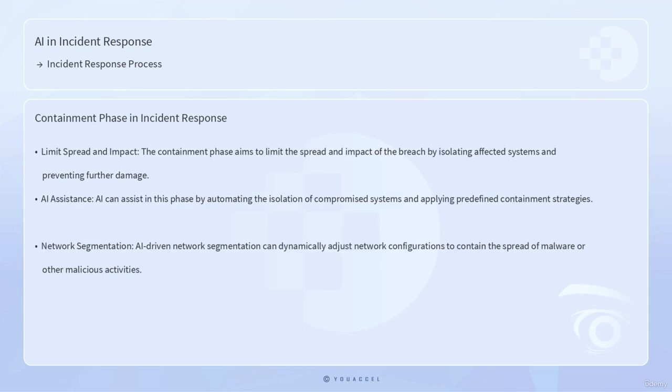Once an incident has been identified, the containment phase aims to limit the spread and impact of the breach. This involves isolating affected systems and preventing further damage. AI can assist in this phase by automating the isolation of compromised systems and applying predefined containment strategies. For instance, AI-driven network segmentation can dynamically adjust network configurations to contain the spread of malware or other malicious activities.